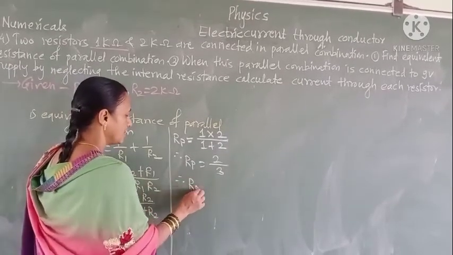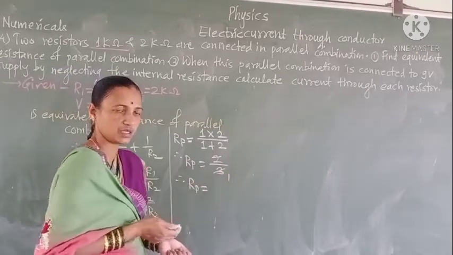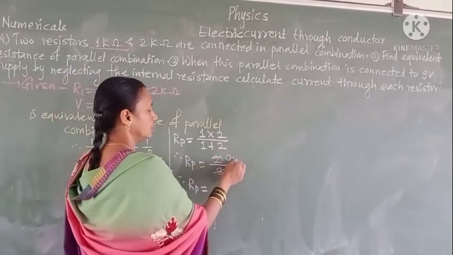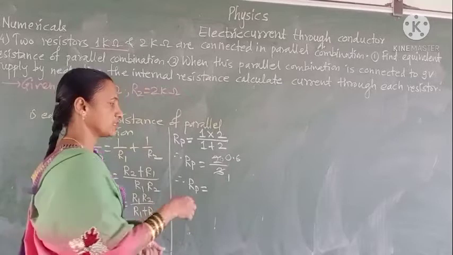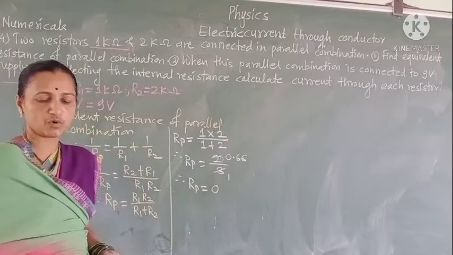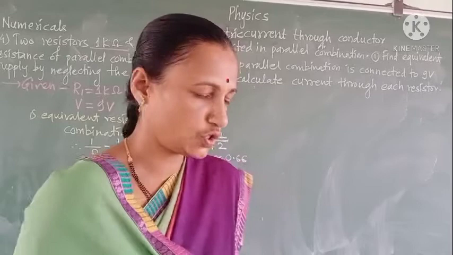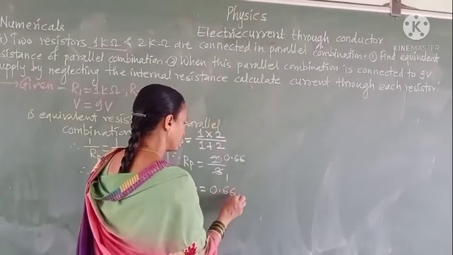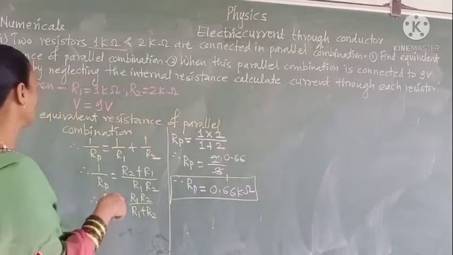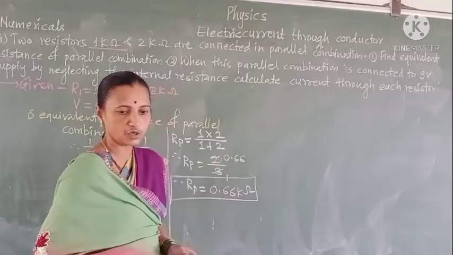Hence Rp is equal to 2 divided by 3. We get 0. 3 sixes are 18, remaining 2, and so on, giving 0.666. Therefore the equivalent resistance of the parallel combination is equal to 0.66 kilo ohm.